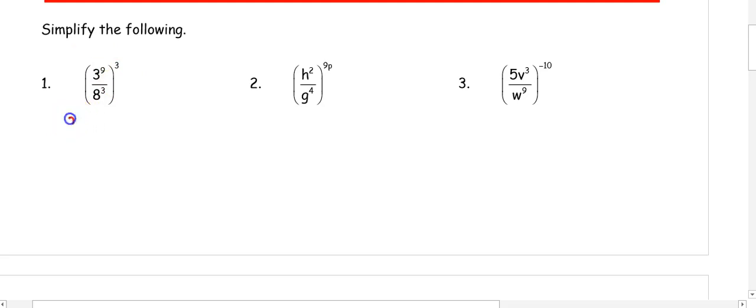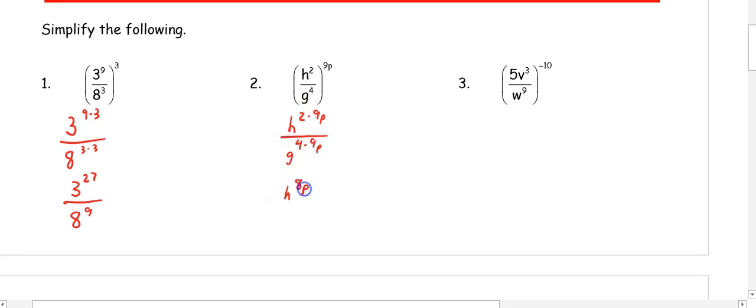So we're going to multiply both of those exponents by 3, so we have 9 times 3 and 3 times 3. So when we simplify those, 9 times 3 is 27. So we have 3 to the 27th over 8 to the 9th. With number 2, we're going to multiply our exponents by 9p. So we have h to the 2 times 9p over g to the 4 times 9p. So when those multiply, we get h to the 18p and g to the 36p.